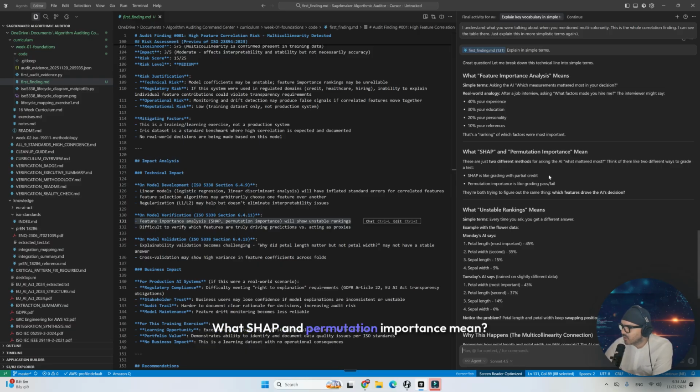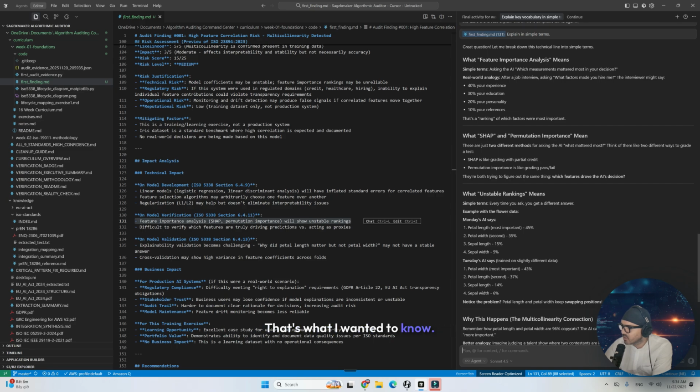What do SHAP and permutation importance mean? That's what I wanted to know. These are just 2 different methods for asking the AI what mattered most. Think of them like 2 different ways to grade a test. SHAP is like grading with partial credit. Permutation importance is like grading pass or fail. They're both trying to figure out the same thing: which features drove the decision?